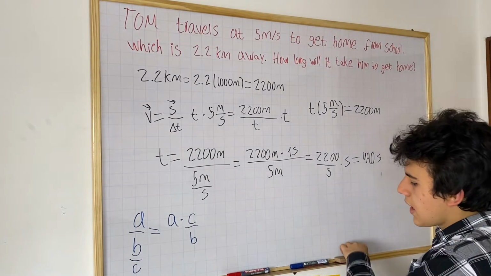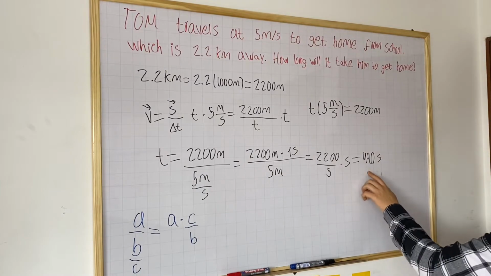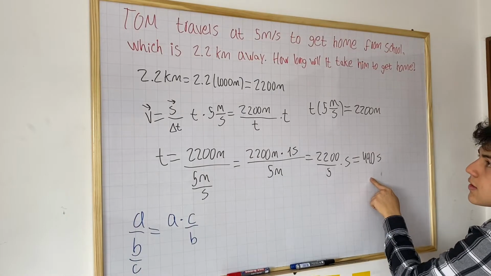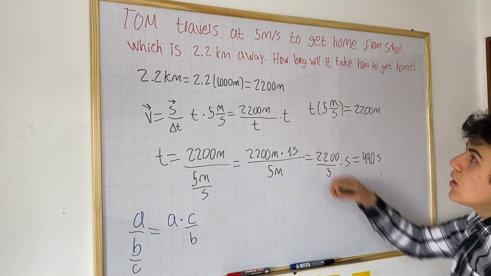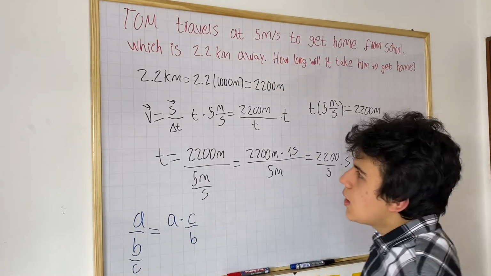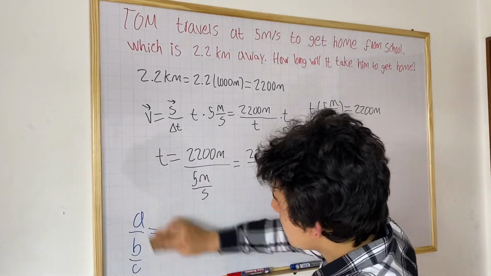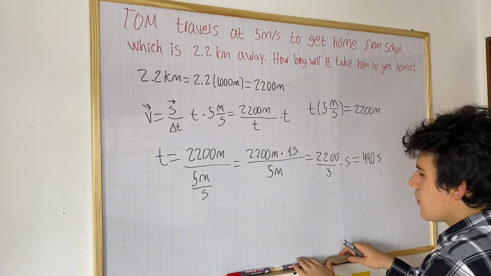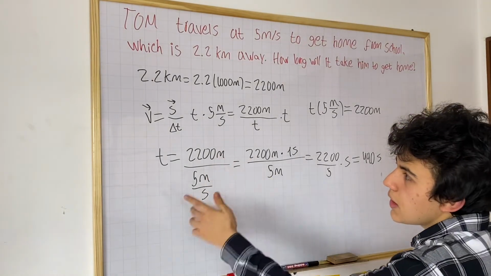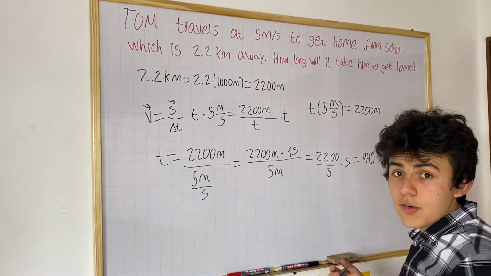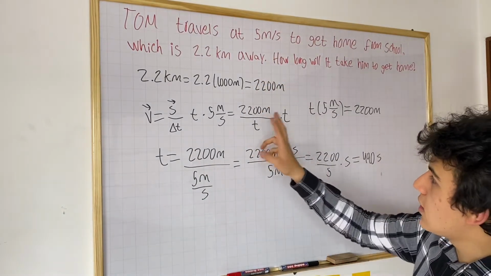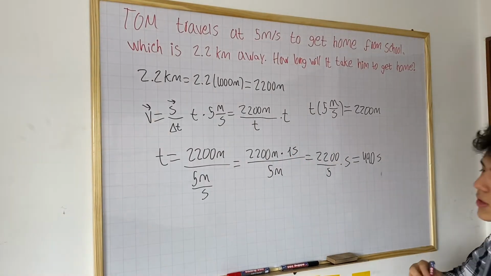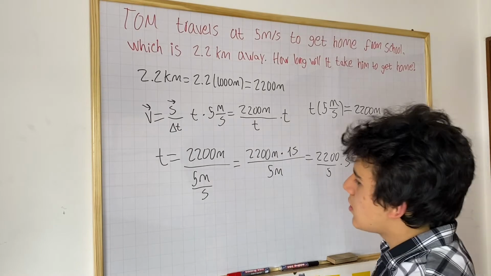Now, how do we prove that is the right answer? Or how do we know that, in fact, Tom will take 440 seconds to travel 2,200 meters, moving at 5 meters per second? Well, we can prove it with this equation. So I'm gonna do that down here. So we should get that we know the velocity is 5 meters per second. So if we divide our displacement, 2,200 meters, by 440 seconds, we should get 5 meters per second.